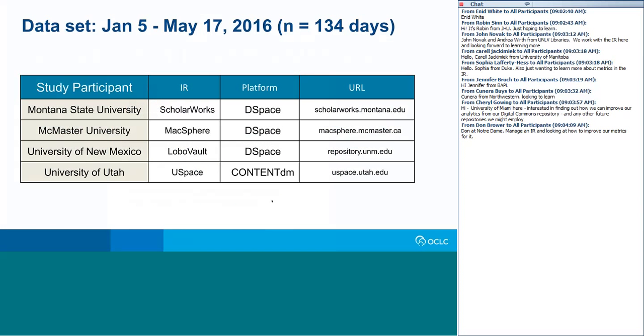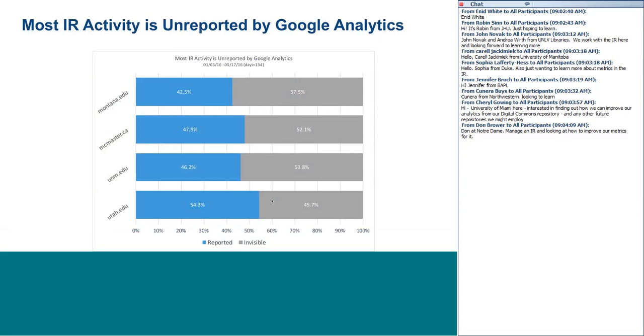So just to show you some of the research that we did to arrive at these conclusions, we looked at 4 repositories in the spring of 2016, a 134-day period. 3 of those repositories were running DSpace, 1 was running ContentDM. And we discovered that most of the IR activity goes unreported by Google Analytics. Okay? You can see each of those repositories there has at least 46 and as much as 58% of the traffic during that period was unreported by Google Analytics.